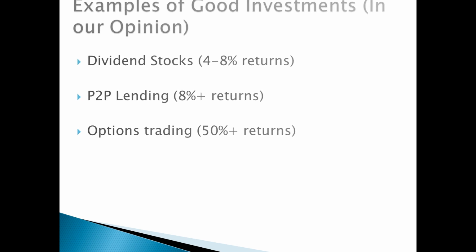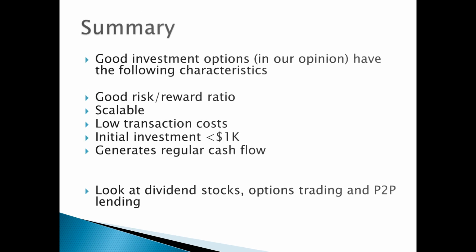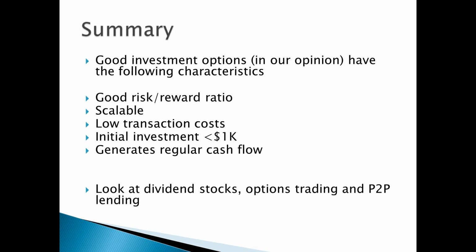So, in summary, you want to look at a few things. 1, something that has a good risk-reward ratio. 2, that it's scalable. 3, that it has low transaction costs. Number 4, that you can get into it for less than $1,000. And then 5, it generates regular cash flow, money in your pocket. These are what we consider to be good investments. So you can look at those in terms of dividend stocks, peer-to-peer lending, and of course options trading.